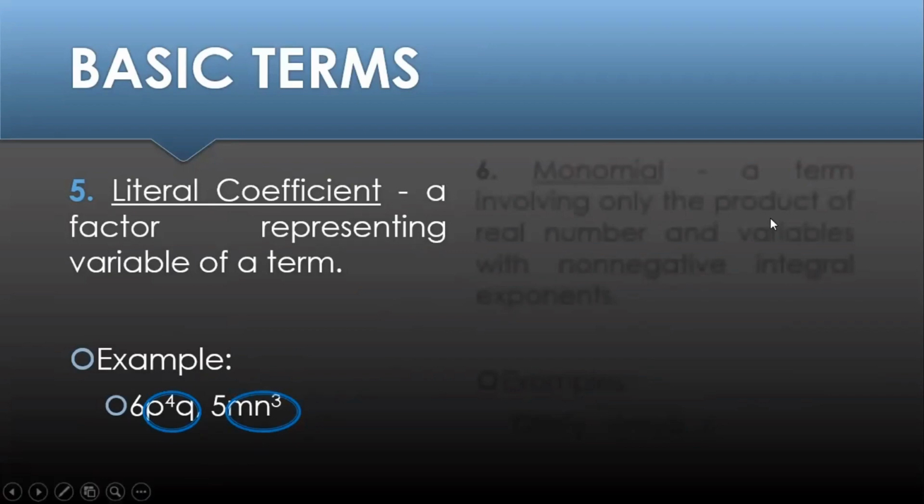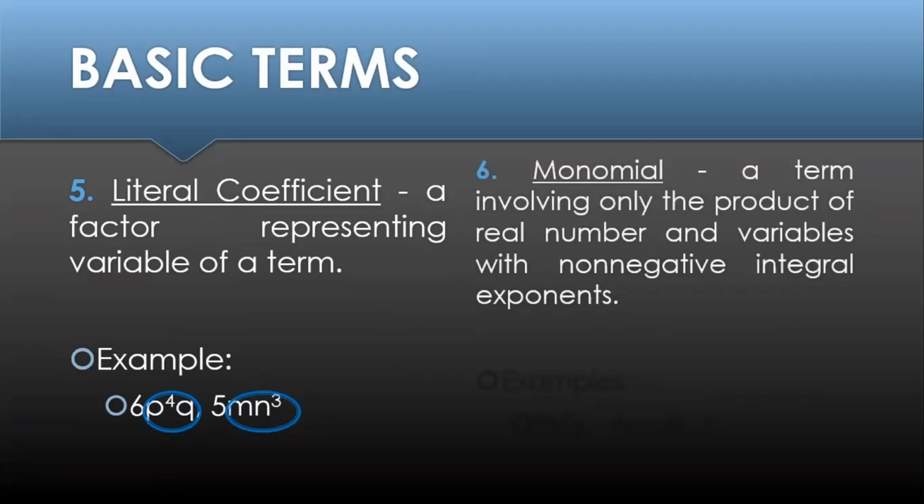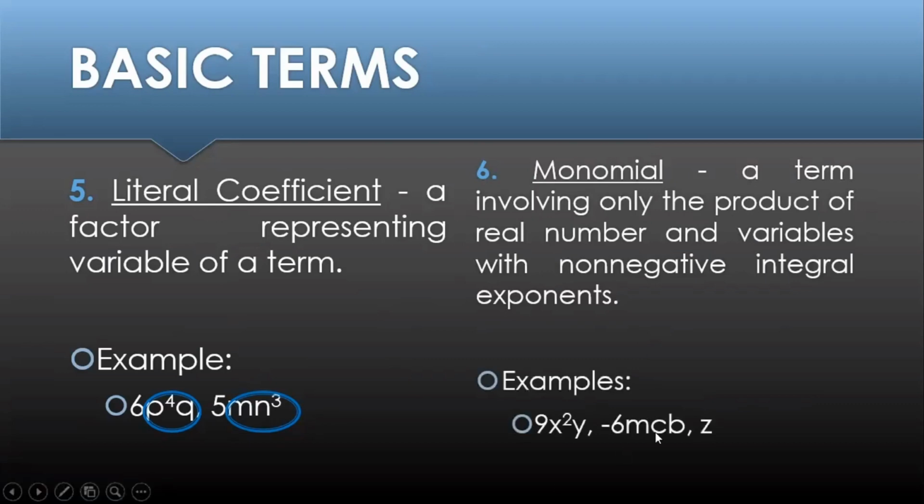Next is the monomial. Monomial is a term involving only the product of real number and variables with non-negative integral exponents. Example, we have 9x squared y, negative 6mcb, and z. So to make it easier for you to understand, monomial consists of just one or single term only. So all the single terms here are called monomials.